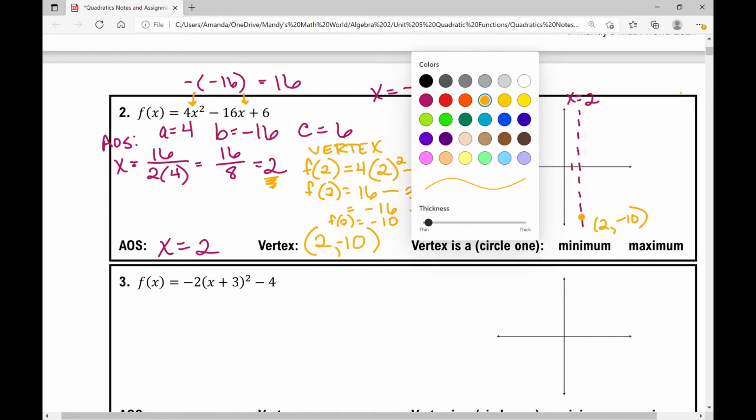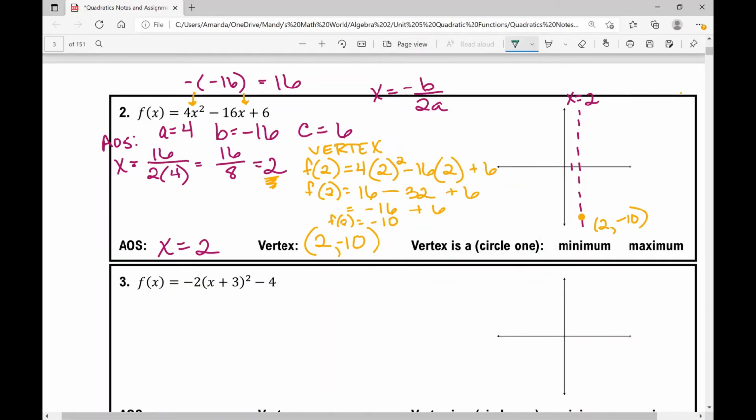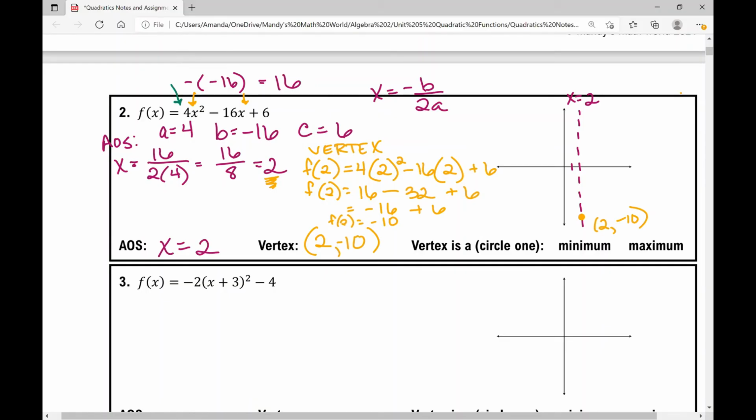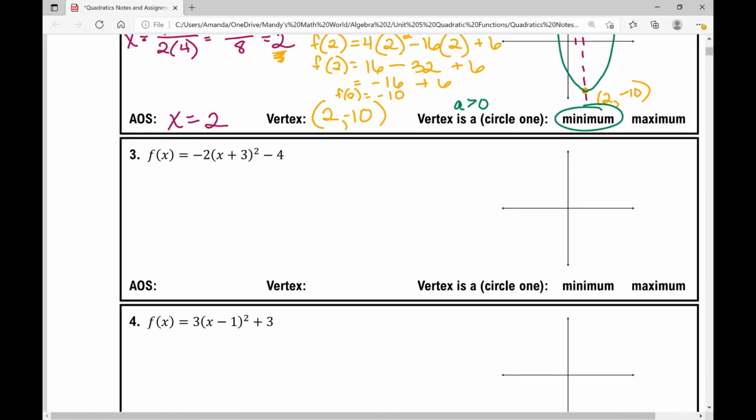And then let's determine if it opens up or down. I have an a value that's positive, right? That's a positive 4, which means a is greater than 0, which means this parabola opens up and that vertex is a minimum value. Let's move on to number 3.